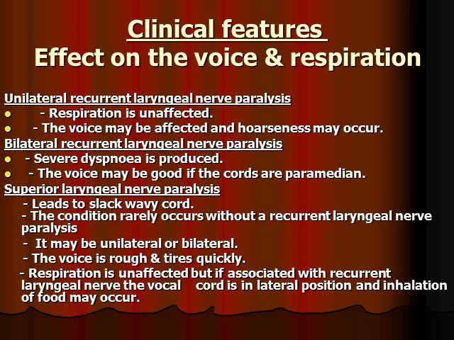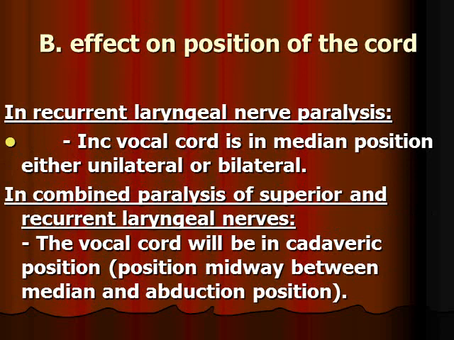هنا المشكلة تصير الاسبريشن كلش خطرة if it is associated with the recurrent laryngeal nerve. The effect on position of the cord: شو يصير عندنا بالrecurrent laryngeal nerve paralysis the vocal cords are in a median position يصير بالmidline, while it is either unilateral or bilateral, while in combined paralysis of the superior and recurrent laryngeal nerves both of them the vocal cord will be in a cadaveric position.